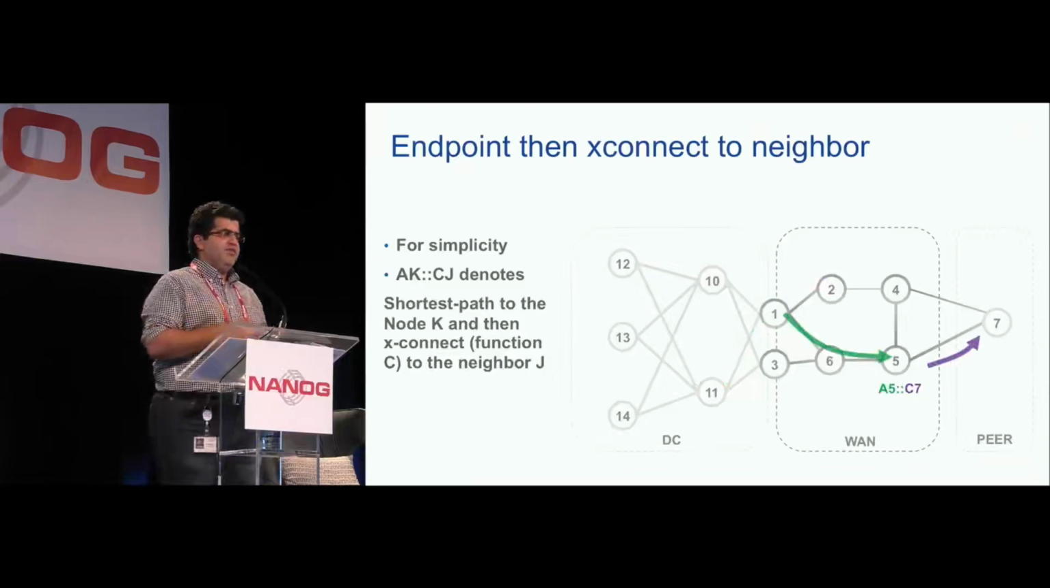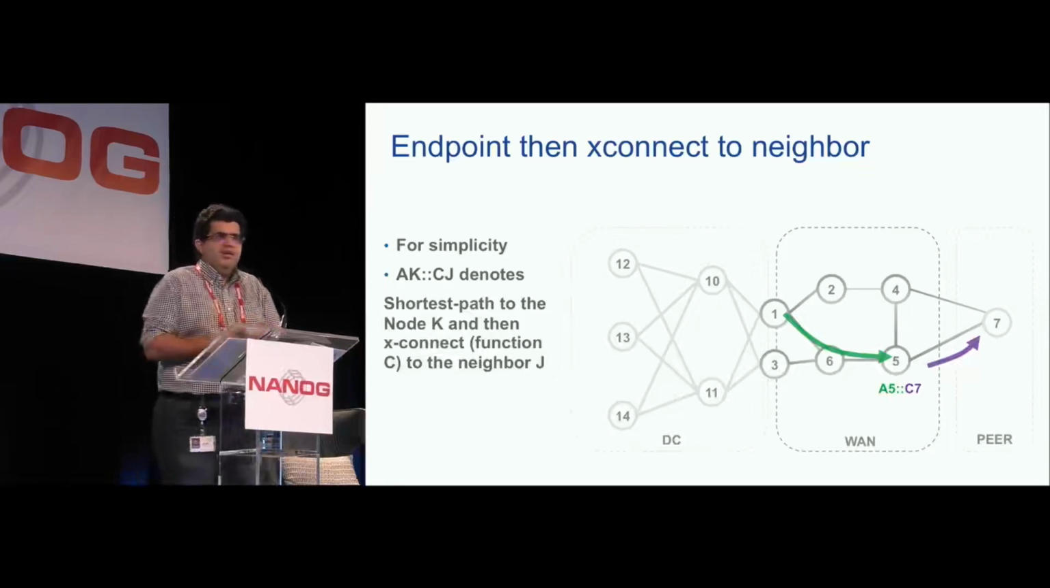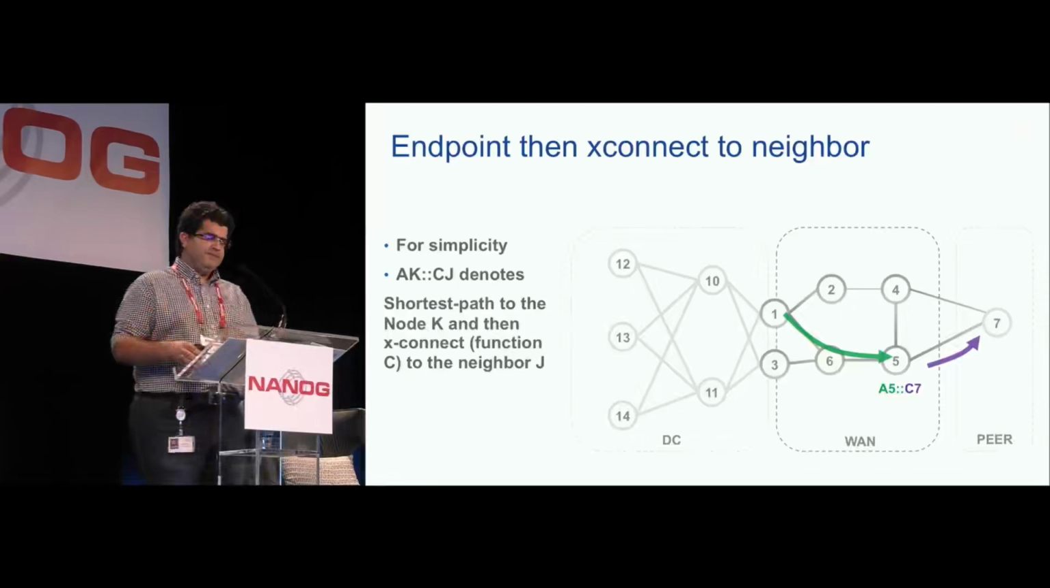Similarly, if you have A5::C7, which means route to A5, which is just the underlay and normal IPv6 routing, and then you will cross-connect to the neighbor C7. So from 5, it will just cross-connect to 7.